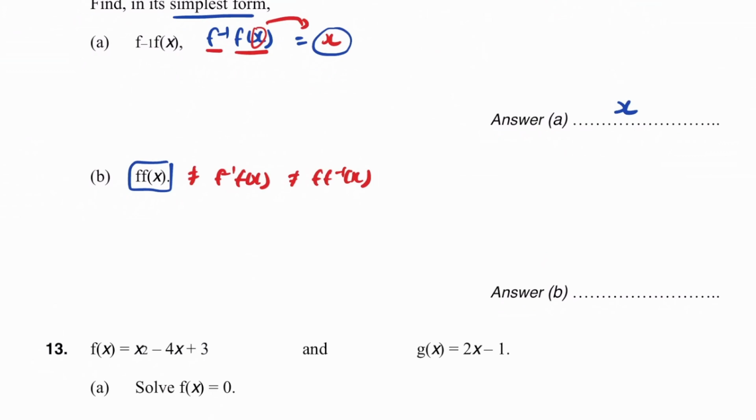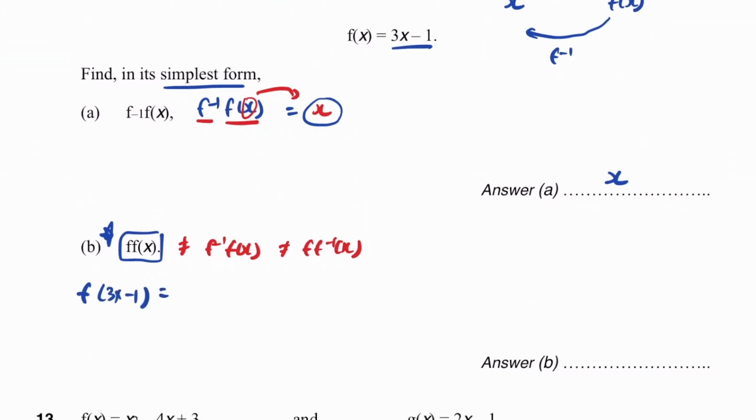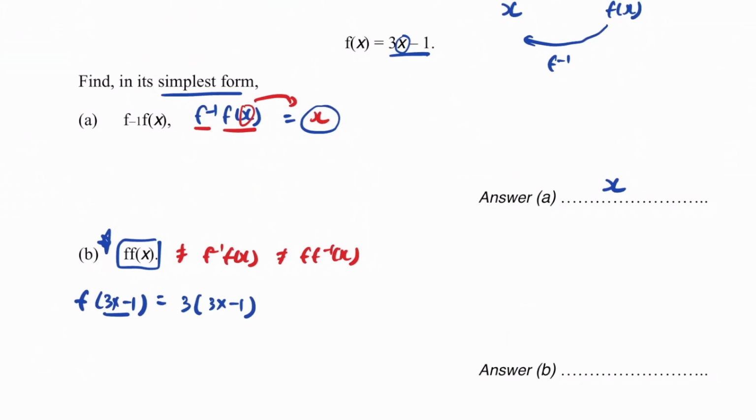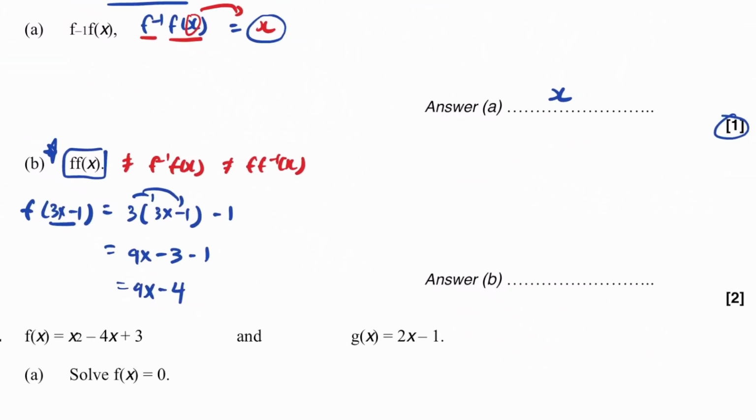So remember, this is just a normal composite function. You have to solve by basically putting the function of f into the function of x. So 3, replace the x with 3x minus 1, and then minus 1. Expand it: 9x minus 3 minus 1, so 9x minus 4. 9x minus 4 should be your final answer.